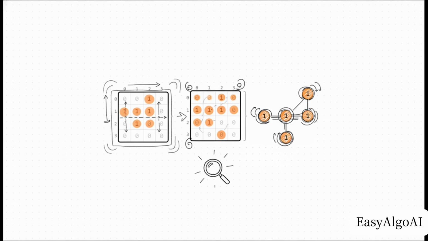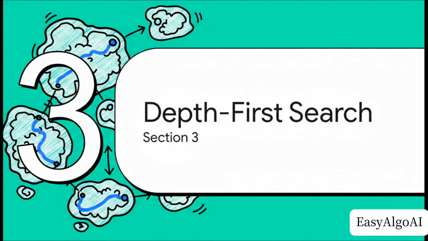And honestly, once you see the grid as a graph, everything clicks. You realize you don't need some weird custom grid-solving trick. You literally just need a standard graph traversal algorithm. Which brings us to section 3, exploring with depth-first search. Now that we know it's a graph, how do we walk it?